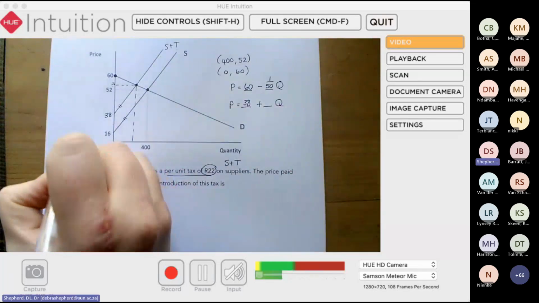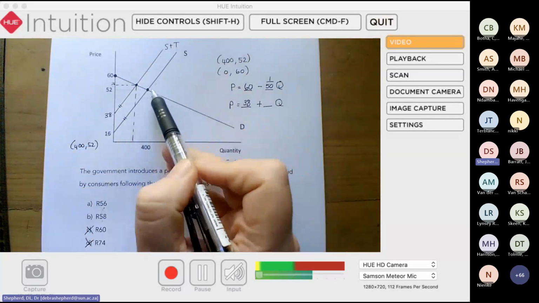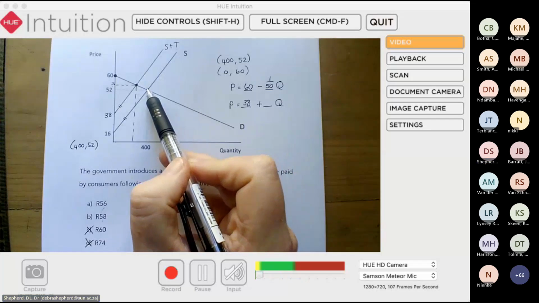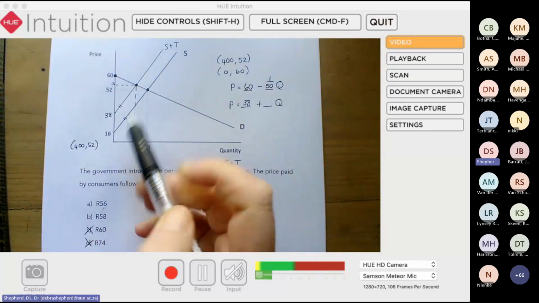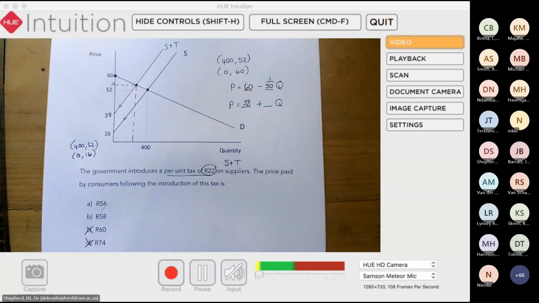I have the point 4, 52, because this is the equilibrium, so it applies to both the supply and the demand curve. And I have the intercept, which is 0, 16. So using this information, what we see is that when the price changes by 52 minus 16, which is 36, the quantity changes by 400.